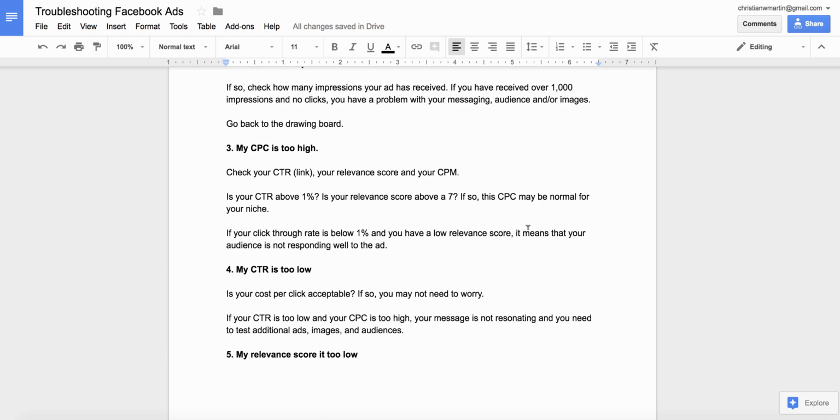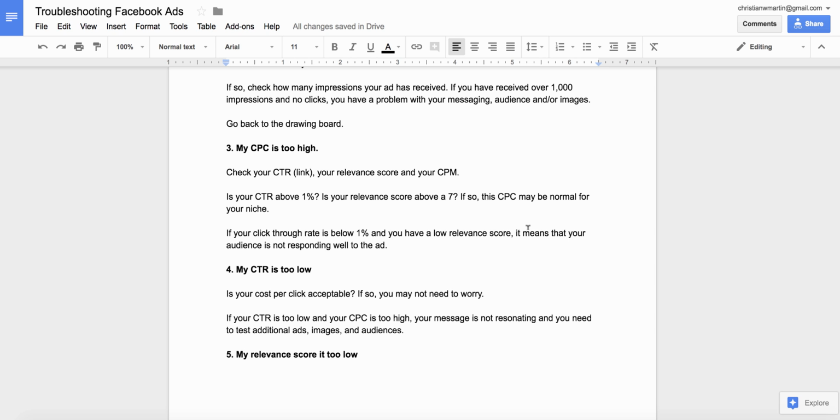Number 3, my cost per click is too high. So you want to check your click-through rate, your link click-through rate, your relevance score, and your CPM, which is cost per 1,000 impressions. Is your click-through rate above 1%? If it is below 1%, your audience is not responding to your ad. That's a very low click-through rate. We're aiming for 1 to 2% or higher.